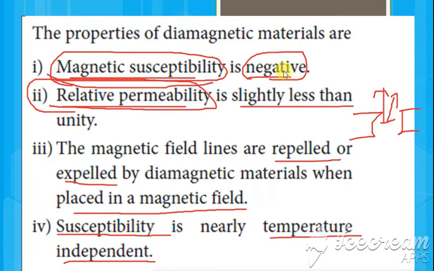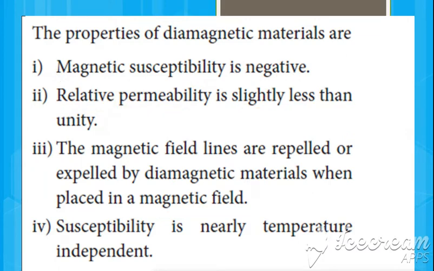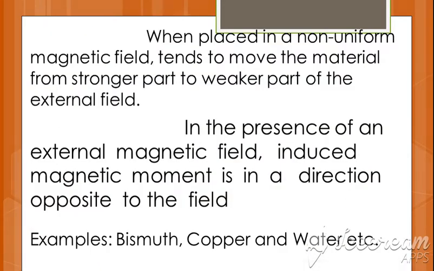So magnetic susceptibility is negative, and relative permeability is less than 1, when the magnetic field lines are repelled or expelled by the diamagnetic materials when placed in a magnetic field. Then the susceptibility is nearly temperature independent, so it does not depend on the temperature. Next we are going to see the other properties of these same diamagnetic substances when we place them in a uniform as well as a non-uniform field.